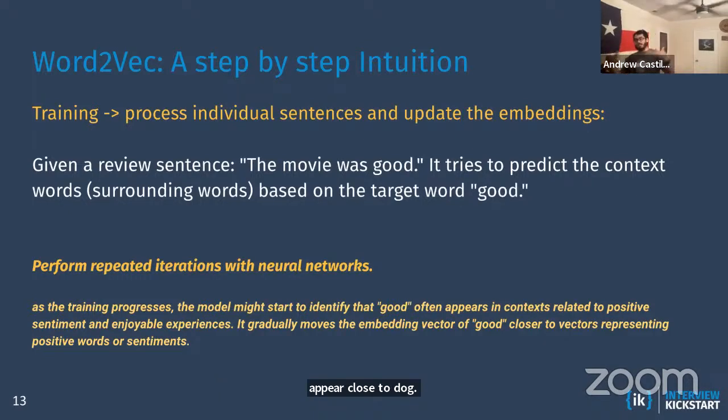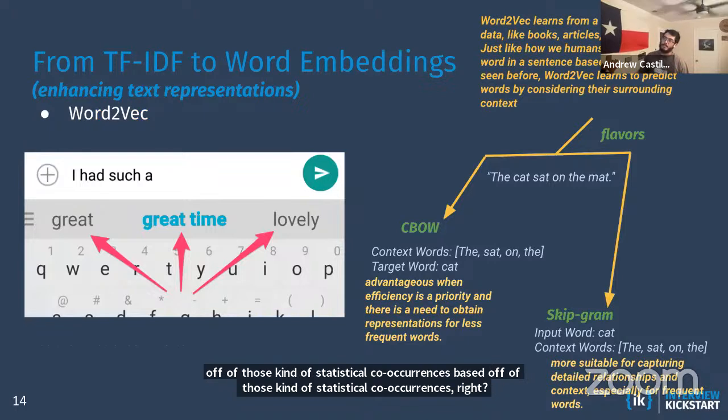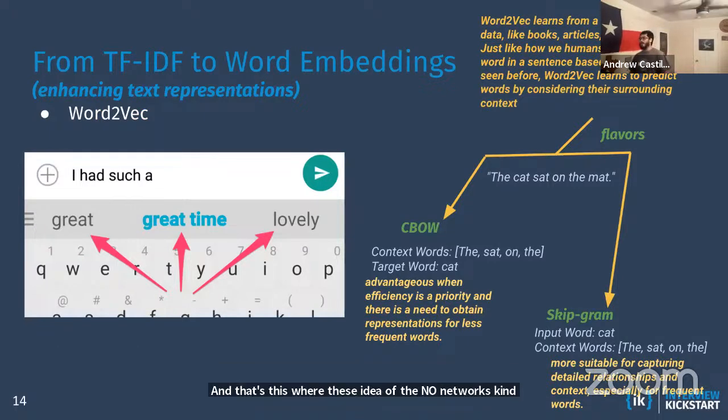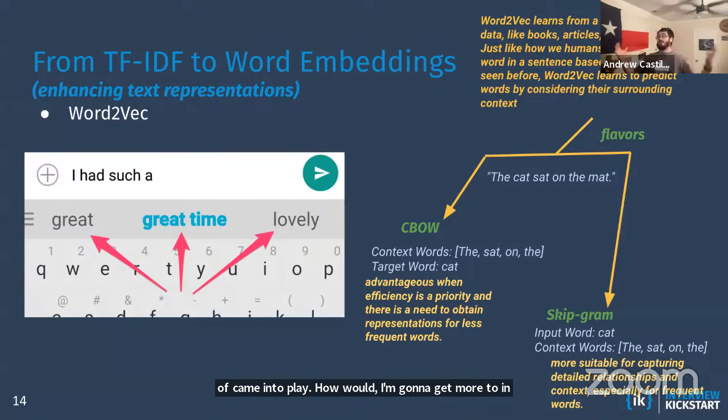People tried to develop a process to not just create a word occurrence, but what's called a word embedding, based off of those statistical co-occurrences. And this is where the idea of neural networks came into play. We'll get more into it in a second, but word2vec is essentially trying to learn from a bunch of different documents.